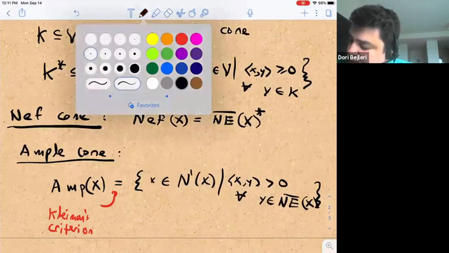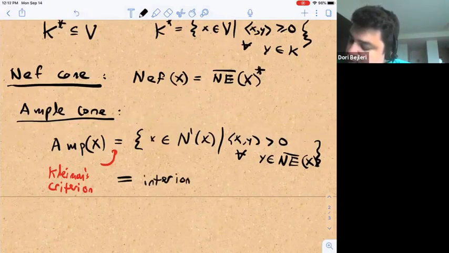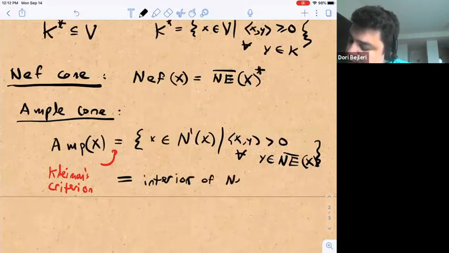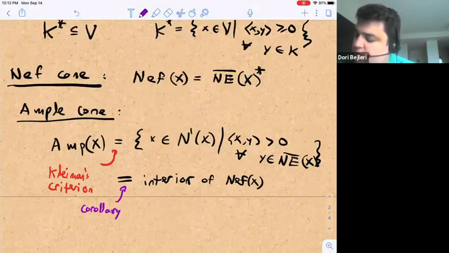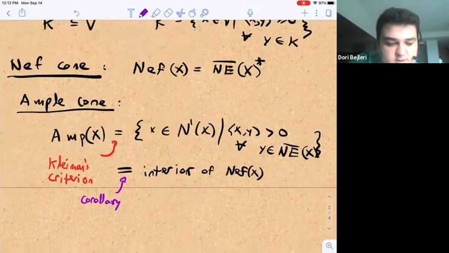And from here, as a corollary of Kleiman's criterion, we get that this ample cone is actually the interior of the Neff cone. So I won't write out the details there. I'll leave that as an exercise, but it's essentially a corollary of Kleiman's criterion plus using the fact that being ample is an open condition. So whatever this ample cone is, it has to be open. It's contained inside the Neff cone. The closures are the same, and you can check that. That implies this is the interior.